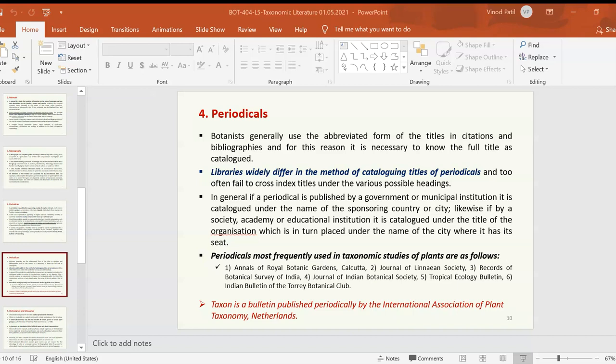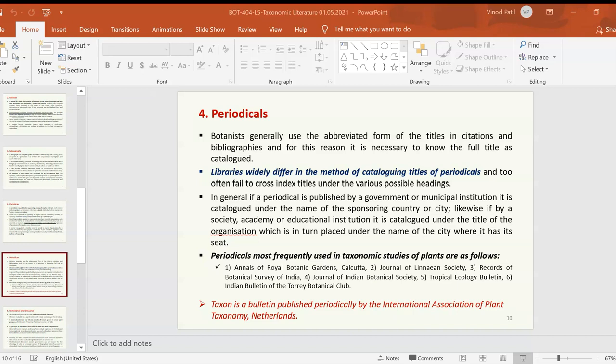Periodicals most frequently used in taxonomic studies of plants can be listed here. Annals of Royal Botanic Gardens, Calcutta. So this was the one. Journal of Linnean Society, European. Records of Botanical Survey of India. Journal of Indian Botanical Society. Tropical Ecology Bulletin. Bulletin of the Torrey Botanical Club. Likewise, there are many societies and organizations and institutes who publish periodicals of their kind. So here Taxon is a bulletin published periodically by the International Association of Plant Taxonomy, Netherlands.